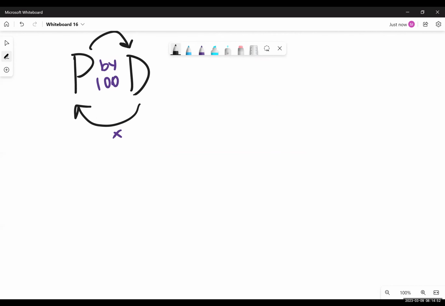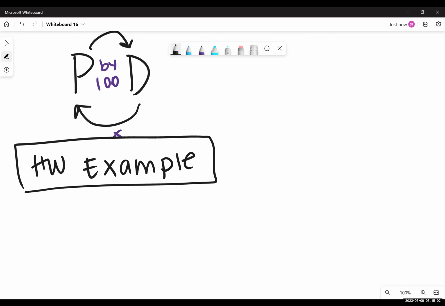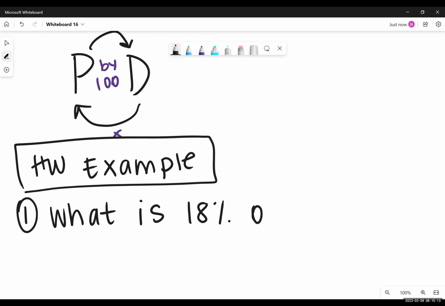Okay, so I'm literally just going to write homework example because it literally came straight from the homework. It's a type of problem that you will see. Okay, so if it was to ask you, what is 18% of $25?